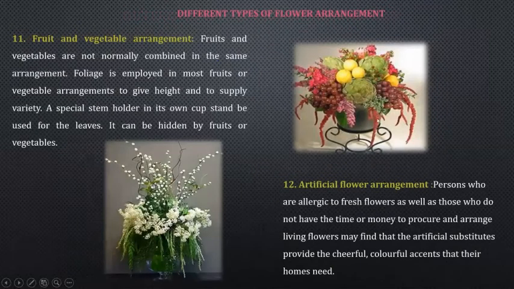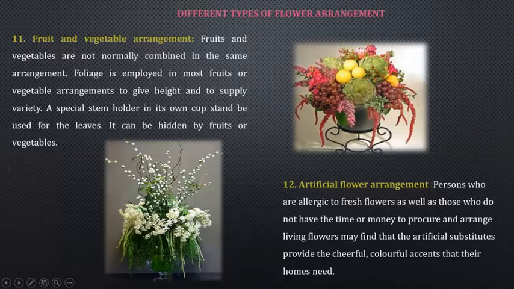Next is fruit and vegetable arrangement. Simply, we use fruits and vegetables for the normal flower arrangement. Foliage is employed in most fruit or vegetable arrangements. The leaves accompany the fruits and vegetables to give height and also to supply variety. Here a special stem holder in its own cup stand can be used for the leaves, so it can be hidden by the fruits or vegetables.